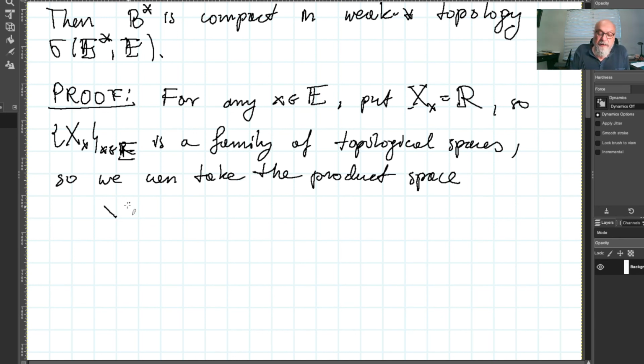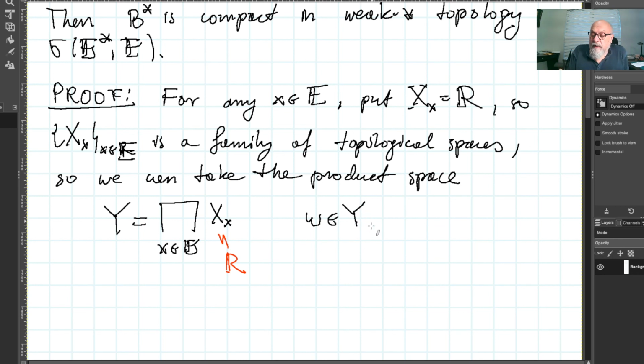And I put here Y equal to the product, x belongs to E, of X_x. Remember, each of these spaces is just R. So that's something like a product. If I take an element omega belonging to Y, I'm using the same notation as before, I hope, this omega will be written like omega_x, where x belongs to E, so it will be indexed like that.